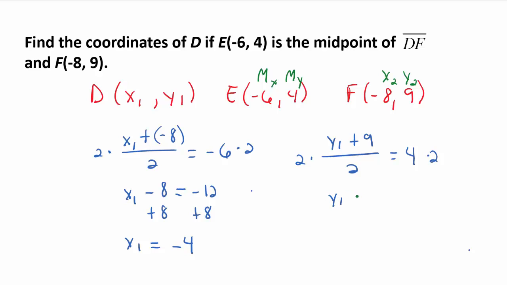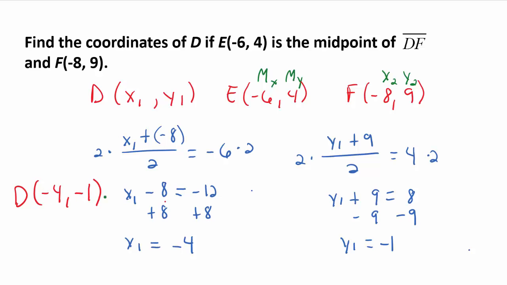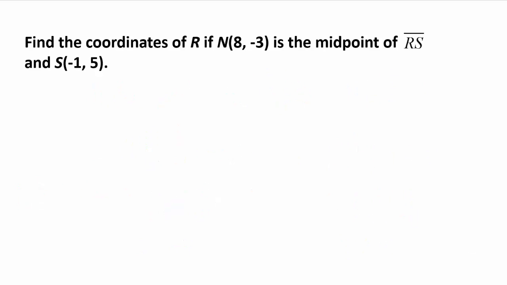Y1 plus 9 equals 8. Subtract 9 from both sides. Y1 equals -1. And at the end of the day, our endpoint for D is going to equal (-4, -1). If you thought that was fun, let's do it one more time.